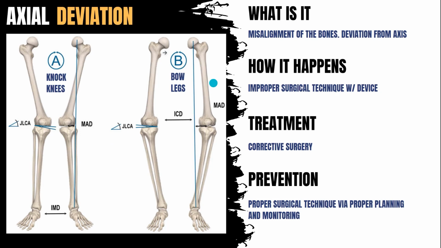Okay. All right, so next up we have axial deviation, which refers to the misalignment of your bones where they don't form a straight line after surgery, which can lead to potential deformities, joint stress, and even possible loss in length and height.